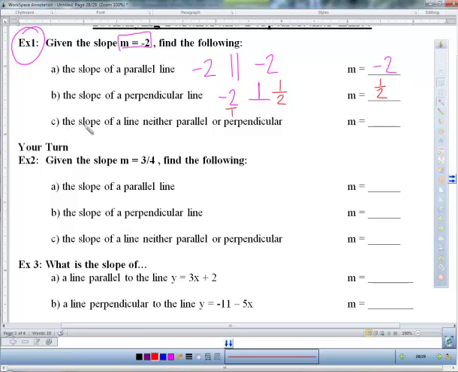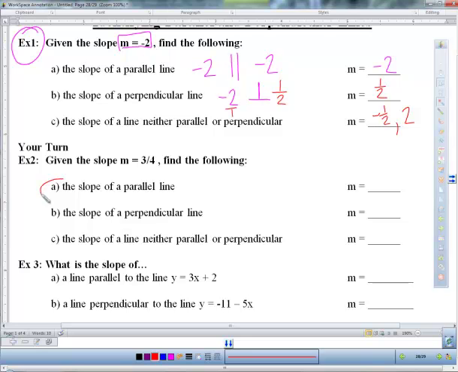The third part is the slope of a line neither parallel or perpendicular. Well, a lot of times students get these confused, so a common misconception is that it would be a -1/2 or that it would be a positive 2 for a slope. Neither one of these are parallel or perpendicular to a line that has a slope of -2.